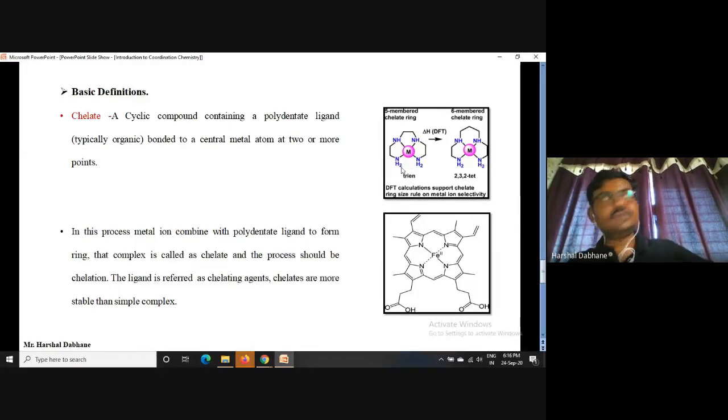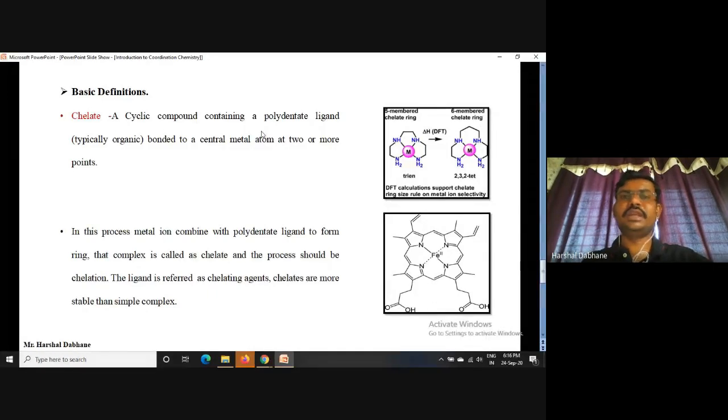Okay, so here we have this metal, and when this nitrogen attaches to the metal by means of a coordinate bond, they can form a ring. So this one is nothing but said to be the ring. Okay, so this ring compound or this ring complex is nothing but called the chelate. Okay, so we have the definition: a cyclic compound containing a polydentate ligand and the metal. Okay, meaning when the polydentate ligand is coordinately bonded to the central metal ion, and they form a cyclic compound, that cyclic compound is called the chelate.